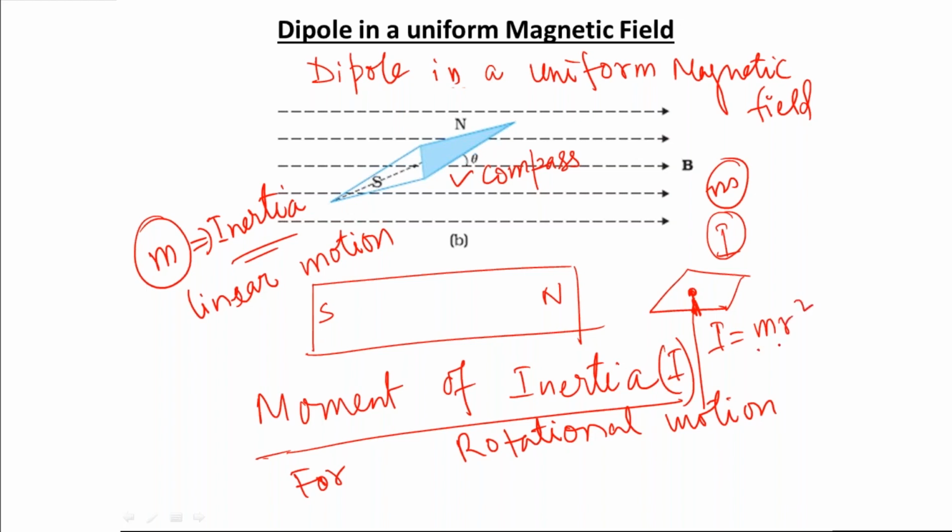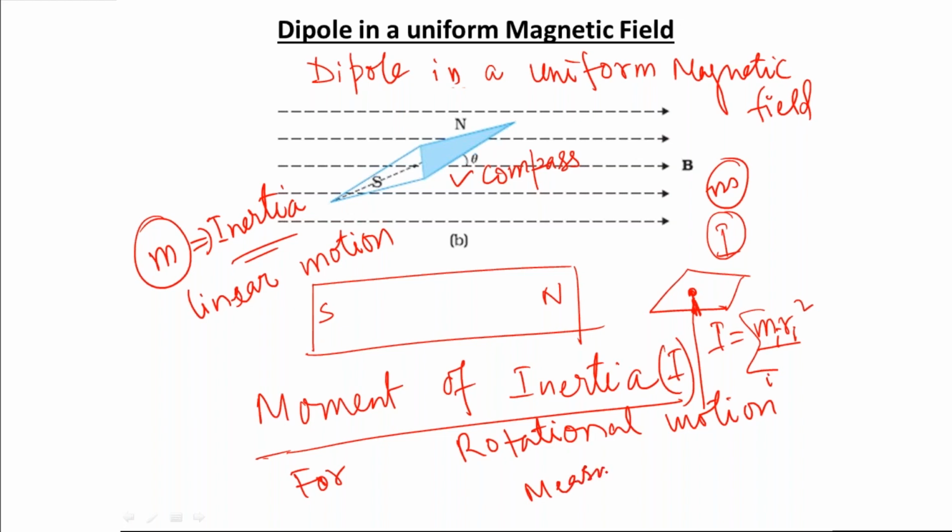Moment of inertia, which is denoted by I, has the mathematical expression m r square for a single particle. If there are many particles, it is the summation over m_i r_i square. So it is mass into the square of the distance of that particular particle, or any particle of the mass distribution, from the axis of rotation.